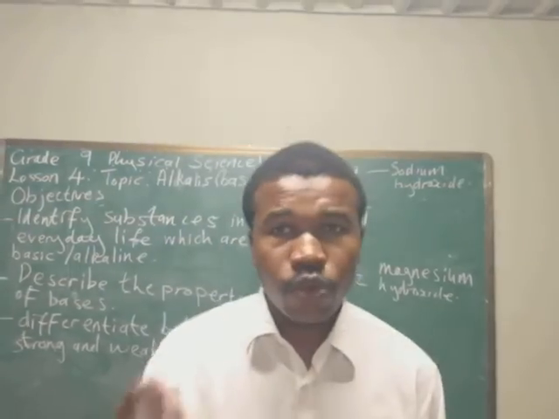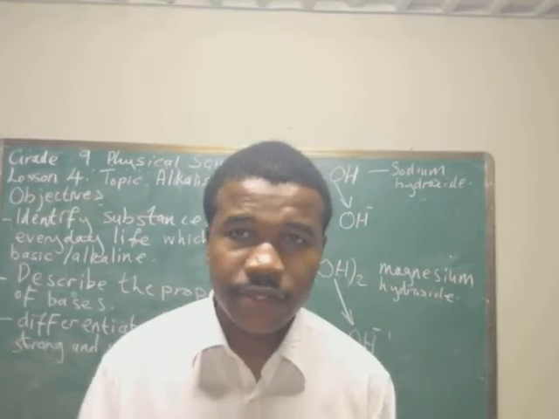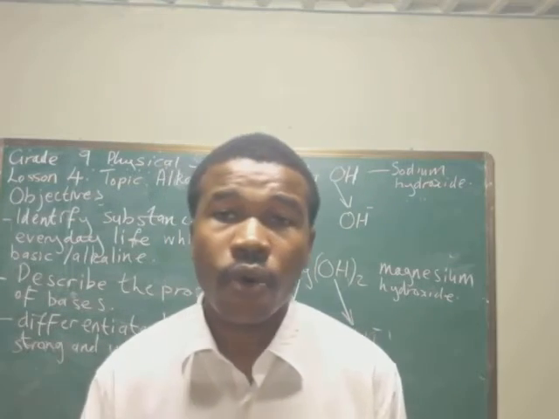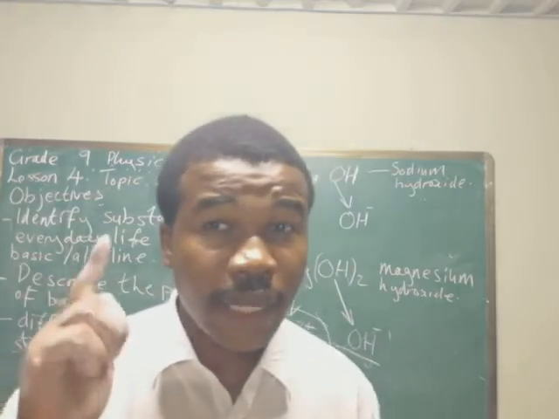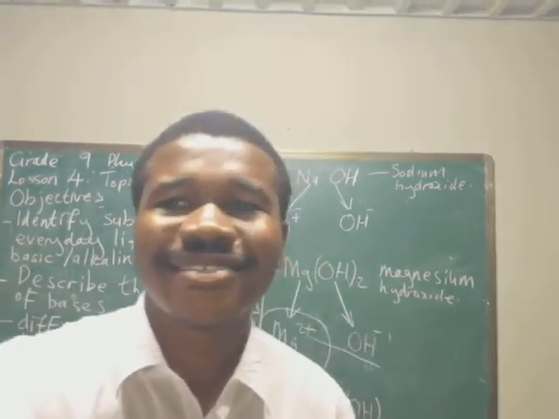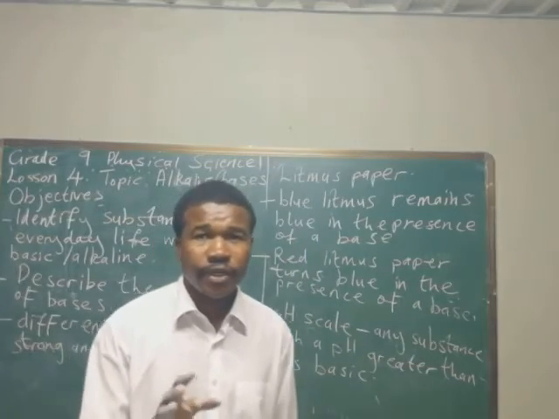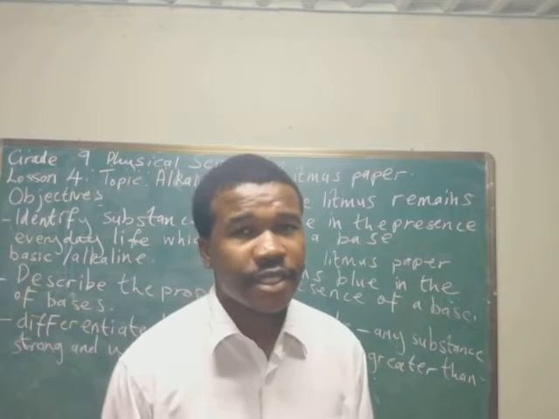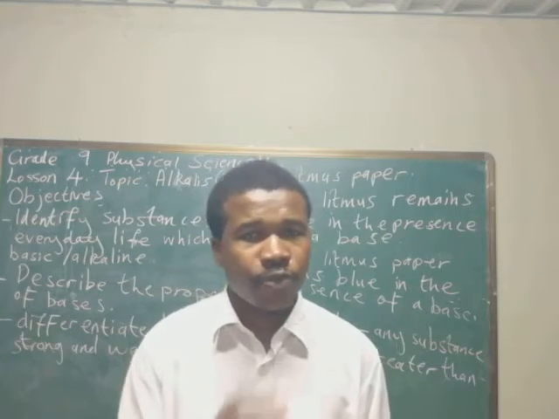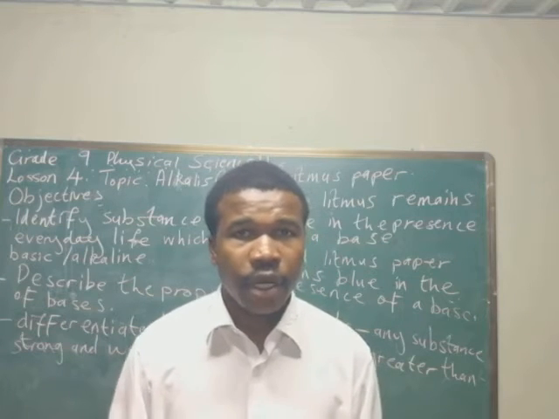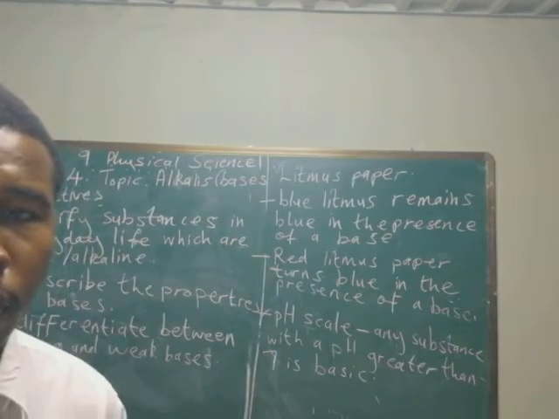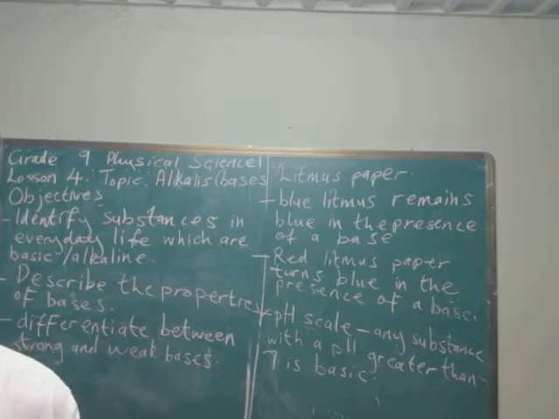Right, so we will also look at, in this lesson, indicators. Let us look at the indicators that we then use to determine whether a substance is a strong base or weak base. Right, so I hope you were able to look at the indicators that you use when you are testing to see if a substance is a base. In the previous lesson, remember we talked about red litmus paper and blue litmus paper. I also wrote on the board the same information.